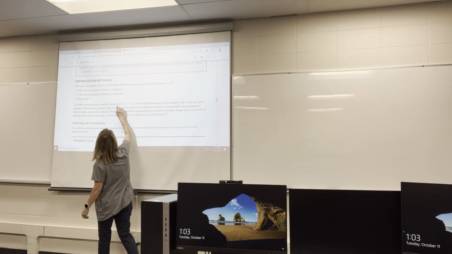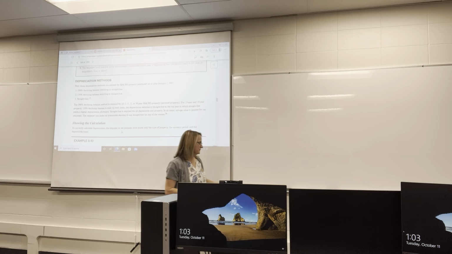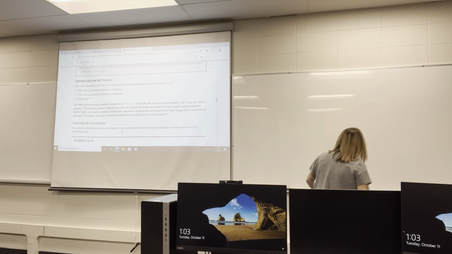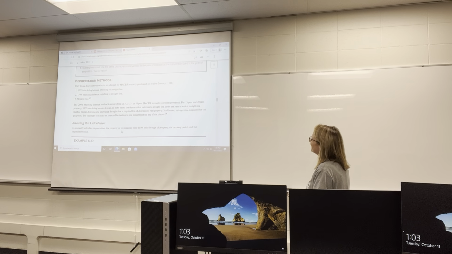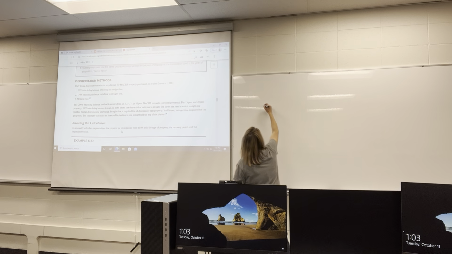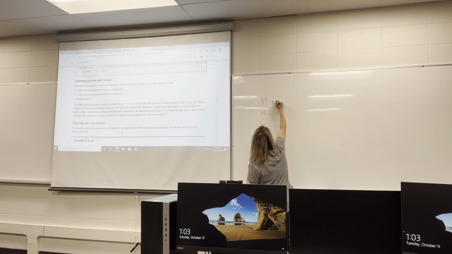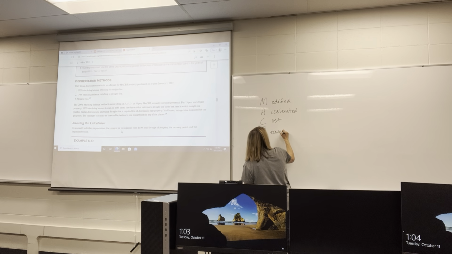200% declining balance method is used for 3, 5, 7, and 10-year MACRS property. Okay, so what the heck is MACRS property? Your chapter has mentioned MACRS earlier, but I didn't define it for you. MACRS, M-A-C-R-S, is an acronym, obviously. Modified, Accelerated, Cost, Recovery, System.